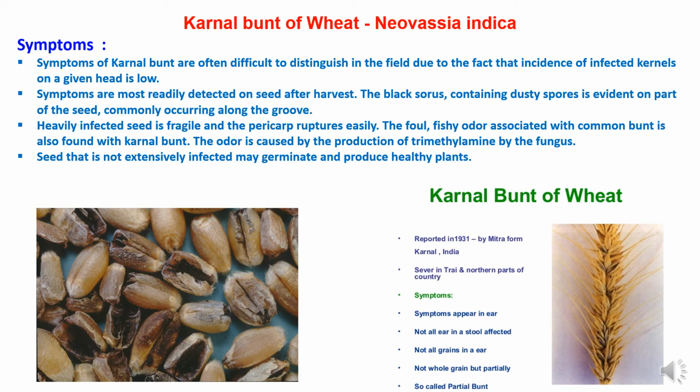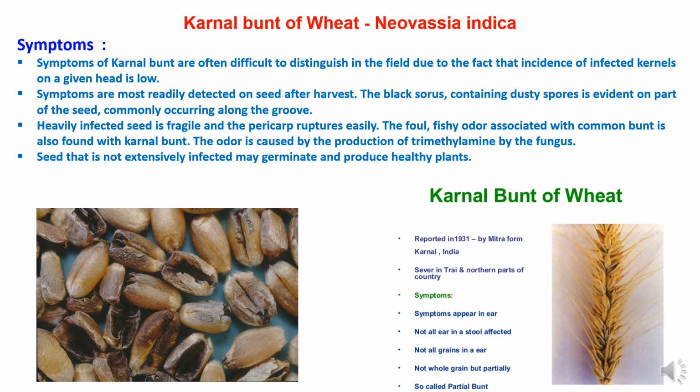Now kernel bunt of wheat, which is caused by the fungus Neovossia indica. Symptoms of kernel bunt are often difficult to distinguish in the field due to the fact that incidence of infected kernels on a given head is low. There may be some spreading of the glumes due to sorus production, but it is not as extensive as that observed with common bunt. Symptoms are most readily detected on seeds after harvest.